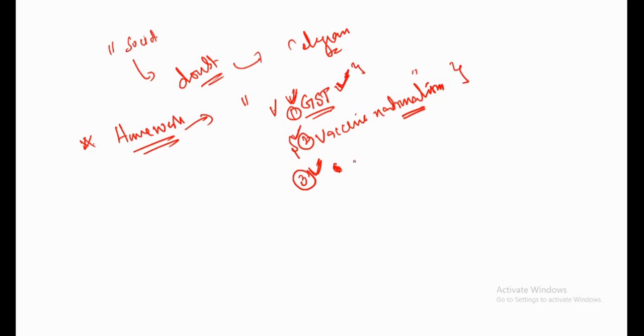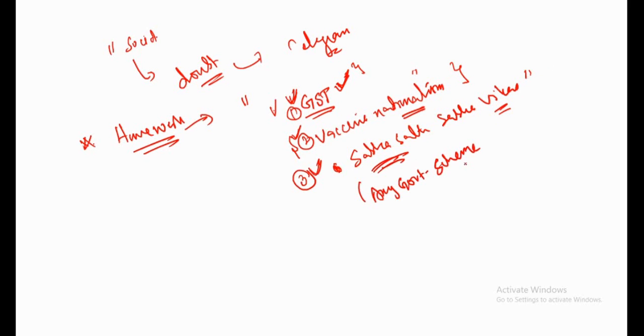Third, you can take any government scheme like Sabka Saath, Sabka Vikas. The question can come in this way: write about Sabka Saath Sabka Vikas keeping the sociological perspective in mind. So any government scheme you can write about, like the Manrega scheme.